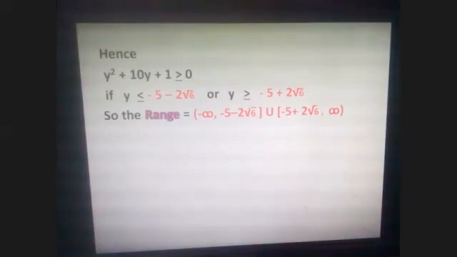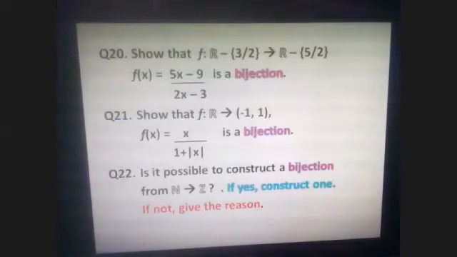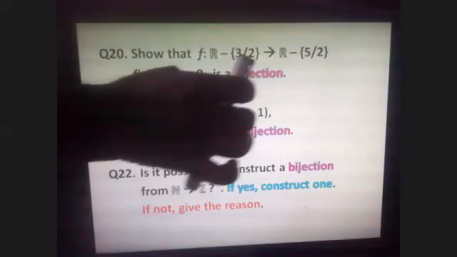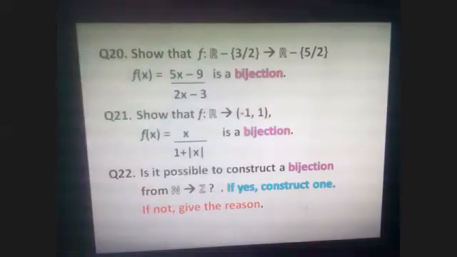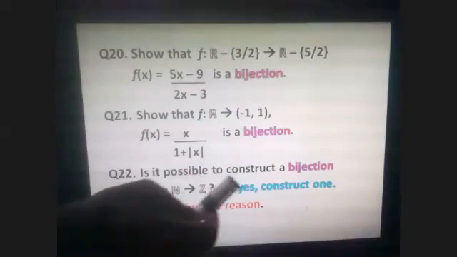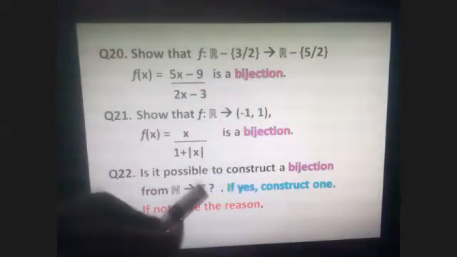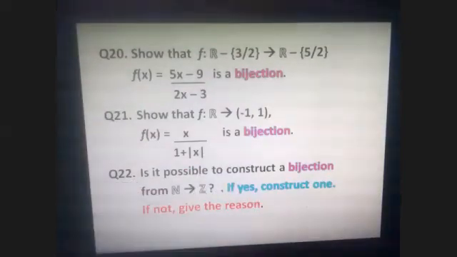Well, your one question is here to show that this is a bijection, same one, no problem. But these two questions, be careful, try to do. You can do it. I will do it for you. This you have to answer me: is it possible to construct a bijection from N to Z? If yes, you have to construct it. If not, give me the reason. I will ask when we meet back on Monday.